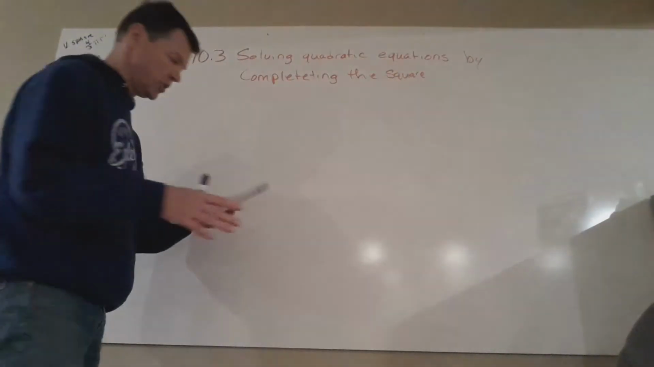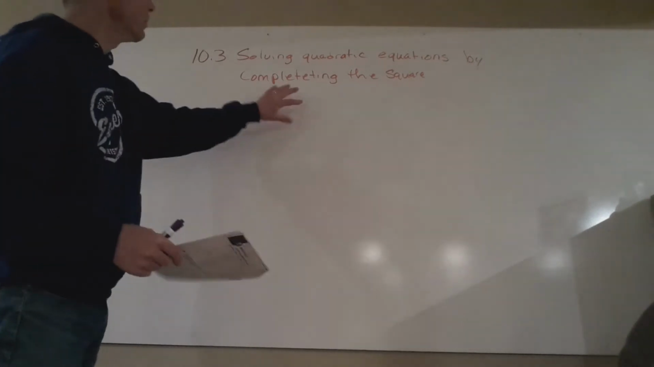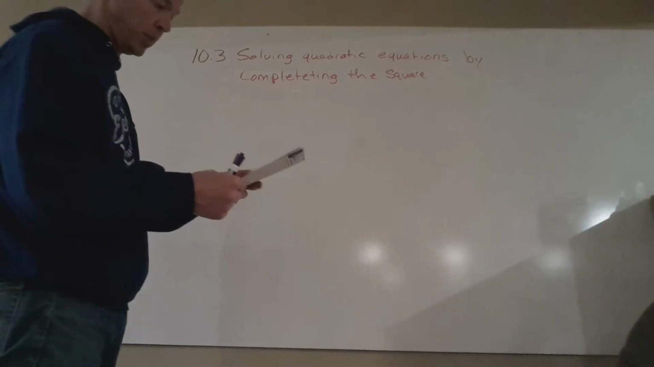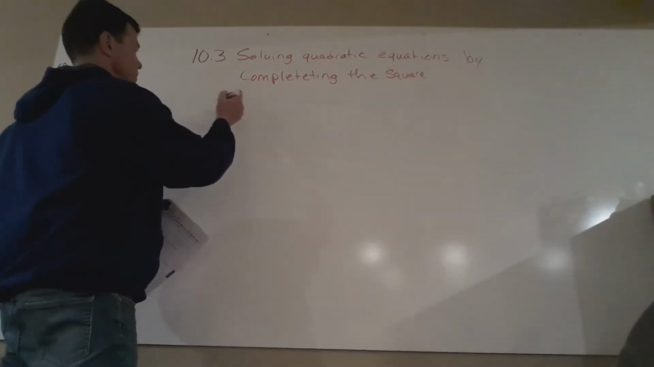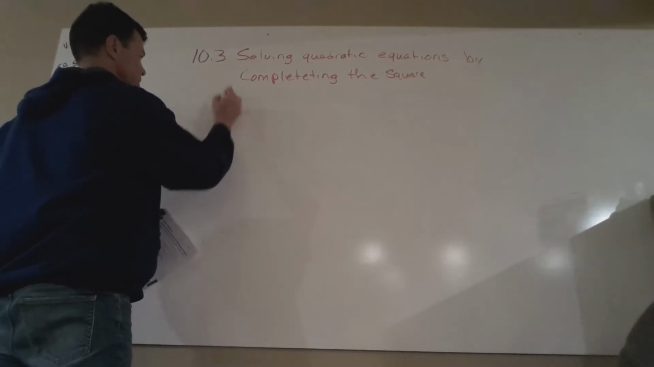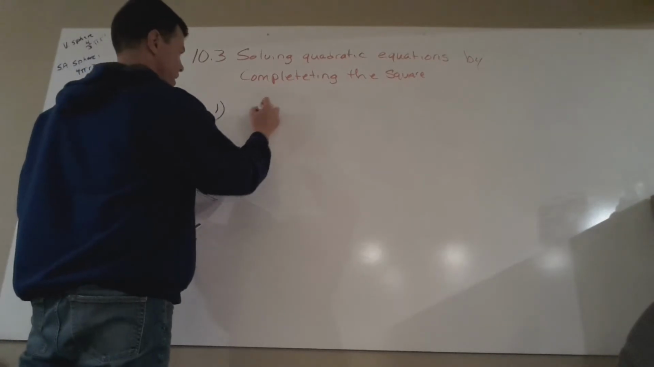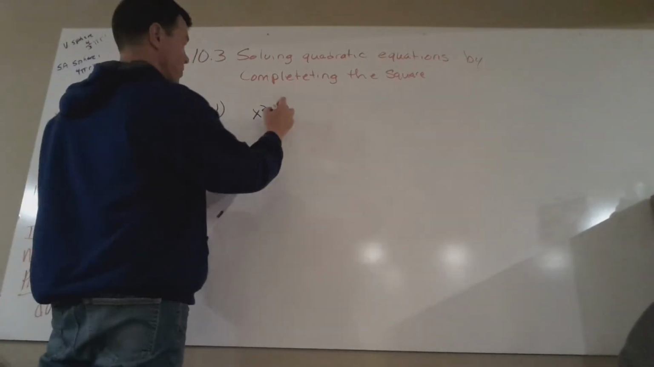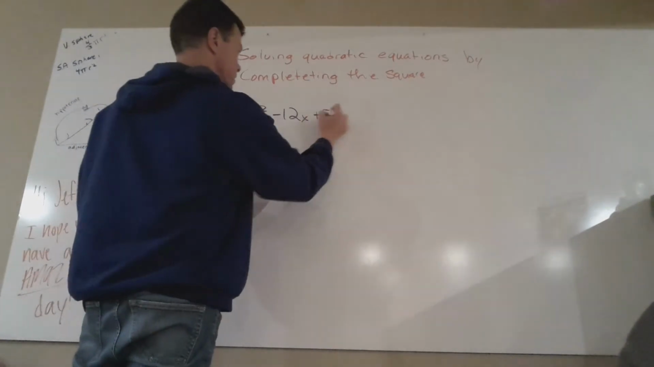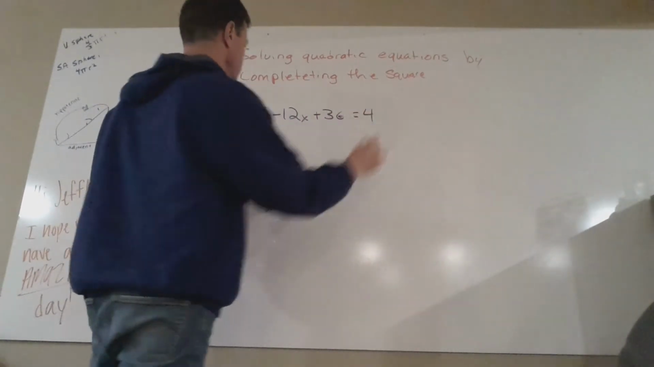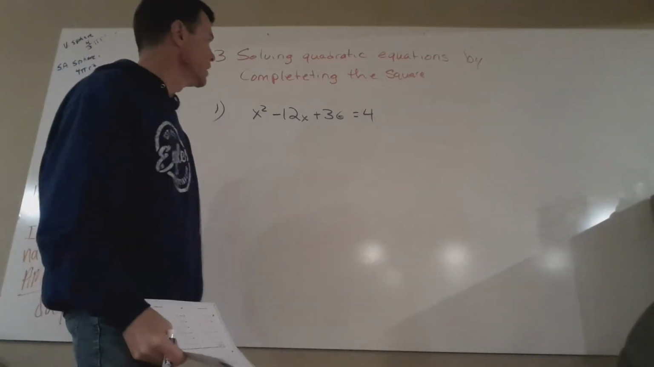Okay, I'm going to start out with a few problems, and then I'm going to get into what we need to do by solving these by completing the square. But if we go back for a little review, this is from chapter 10, and we had a problem like this. Say we had x squared minus 12x plus 36 equals 4. Here we have an equation, and we're going to solve for values for x.